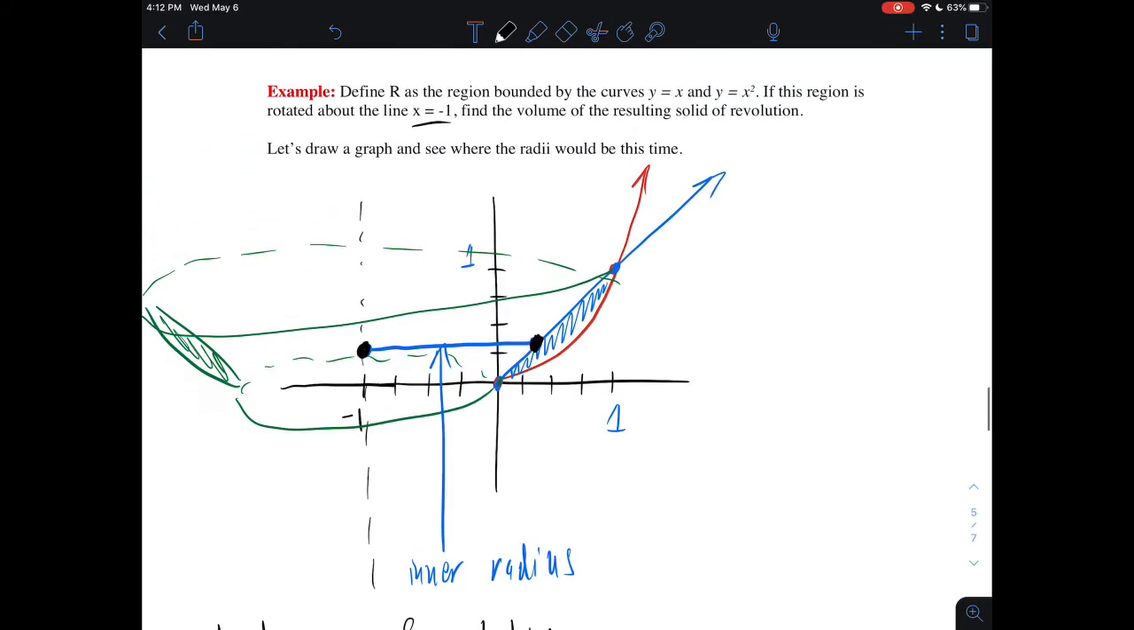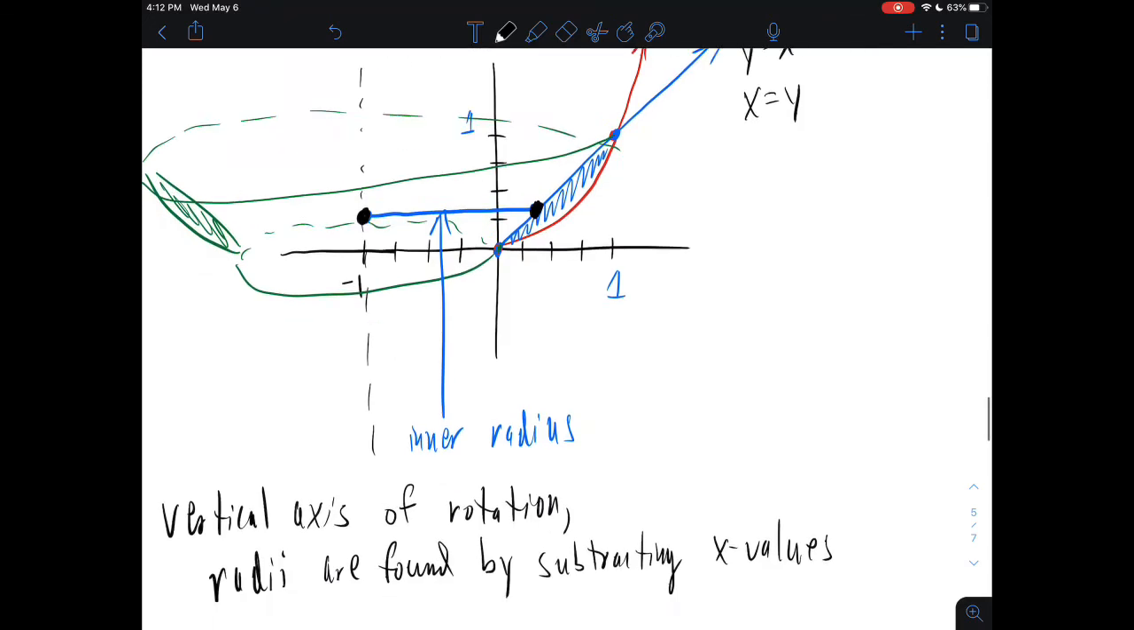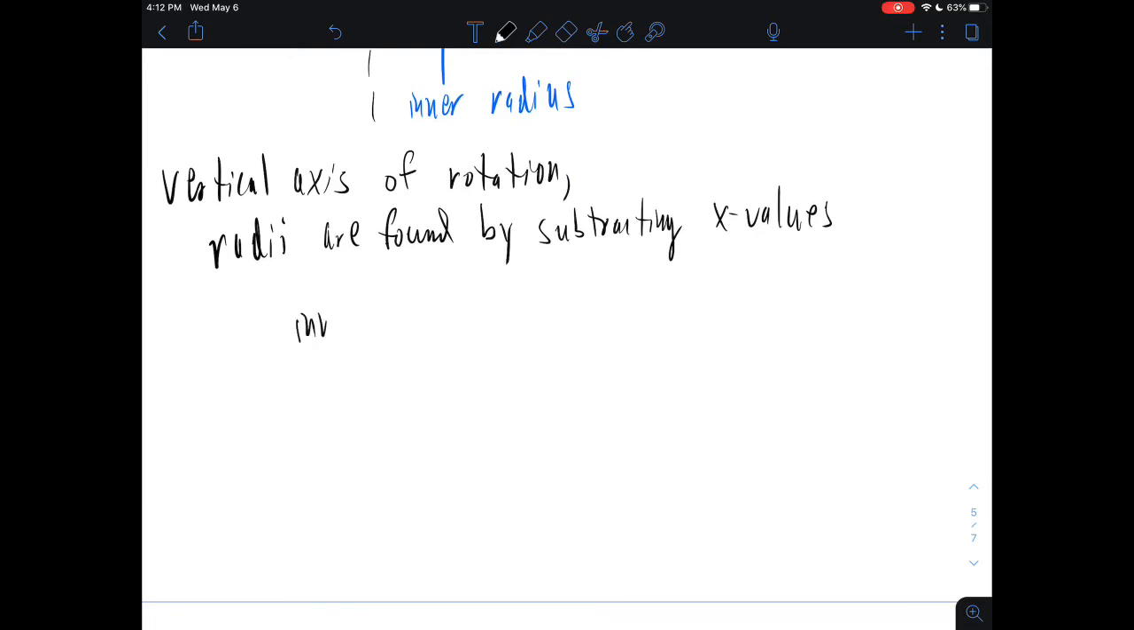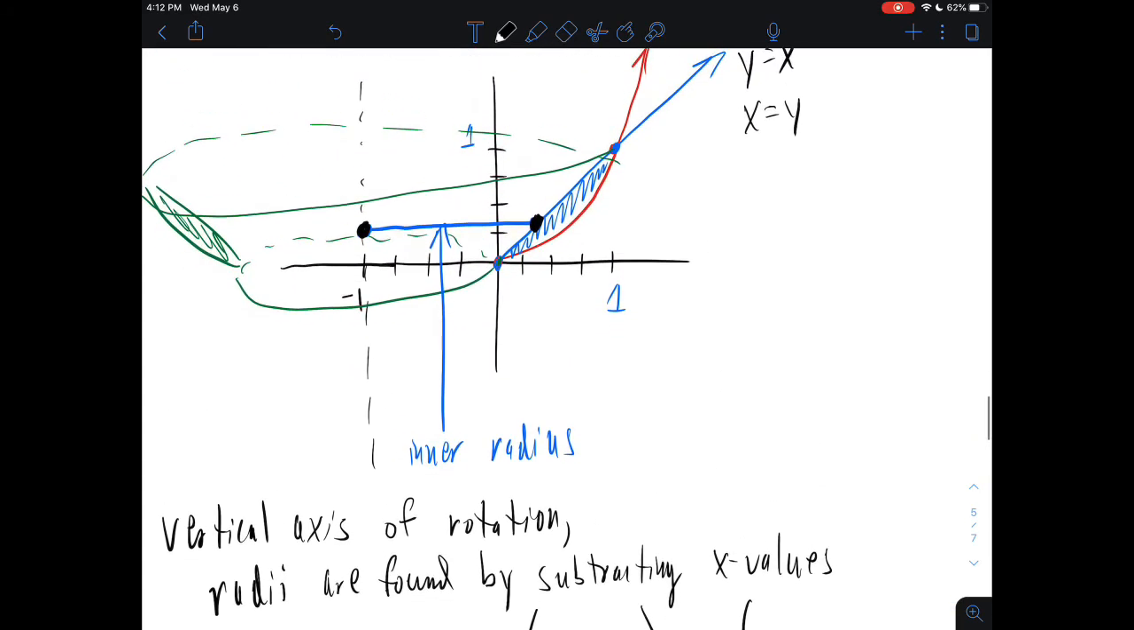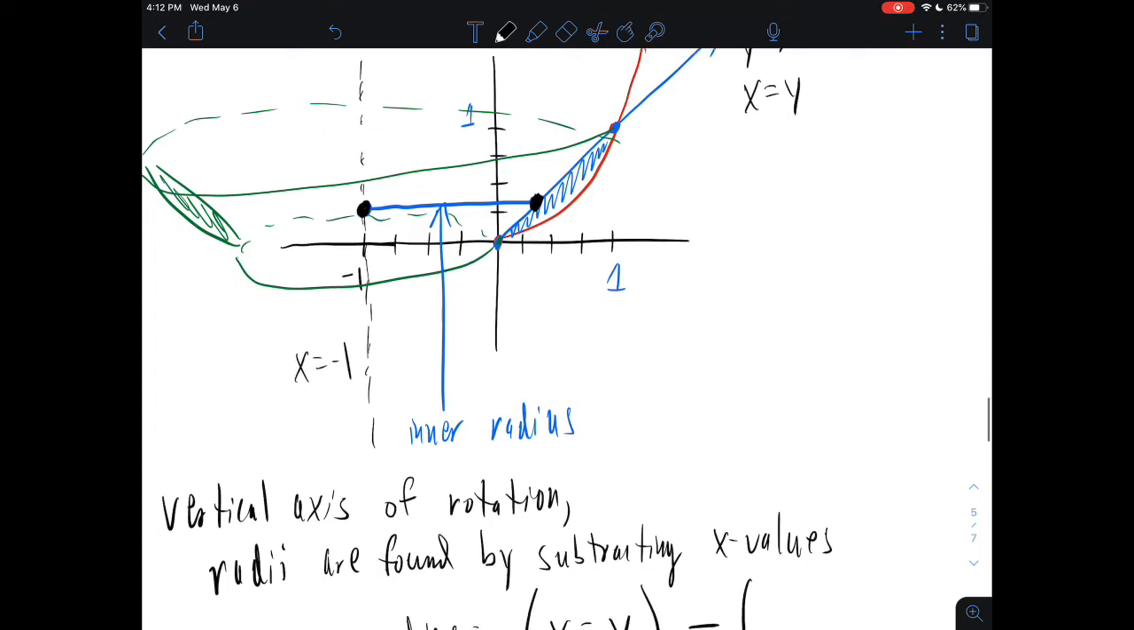So, how do I get x values for this point that's on the right? That comes from the equation y equal x, which means the exact same thing as x equal y. So any x value for a point that's on the blue line, that's the same thing as y. So I'm going to say for my inner radius, that is x equal to y minus an x value that's on the left. X values that are on the left come from the axis of rotation, which has equation x equal -1.